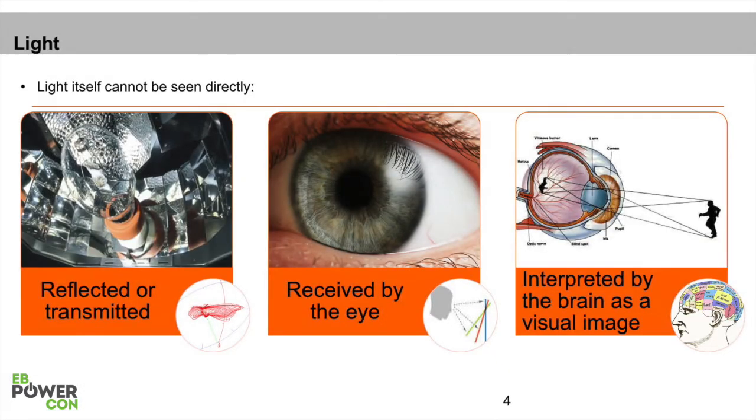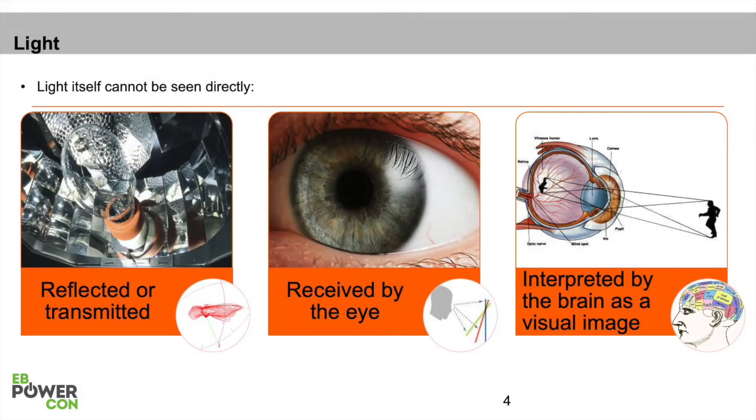Light itself cannot be seen directly. Light is reflected or transmitted. As you see in the picture, you see a fixture with a metal halide light inside there, and the light would be reflecting off the lens out into whatever it's lighting. For example, this could be an arena or a sports field. And then after that light is reflected, the eye receives that image, and then the brain interprets that image.